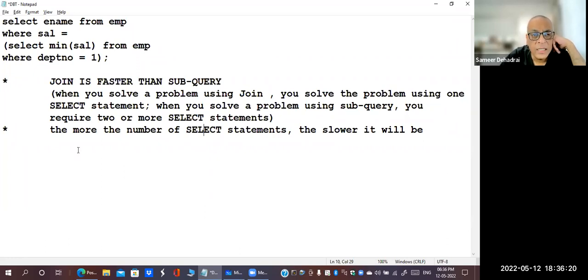In fact, Akshay, as I said, these select statements could be anything. Even if you need to write subquery up to 4 levels, try to put a join somewhere in the middle and reduce it and try to make it 3 levels. The lesser the number of select statements, the faster it will be.